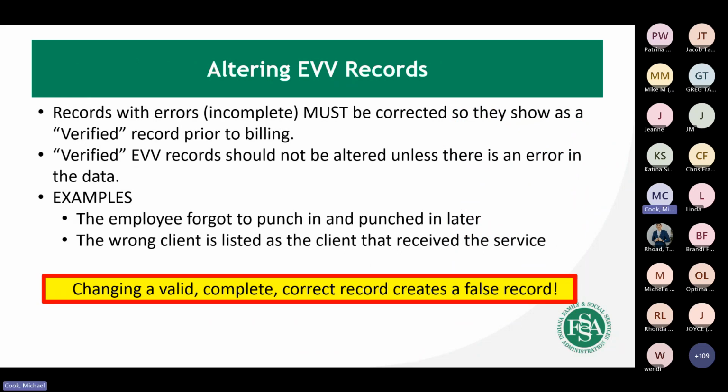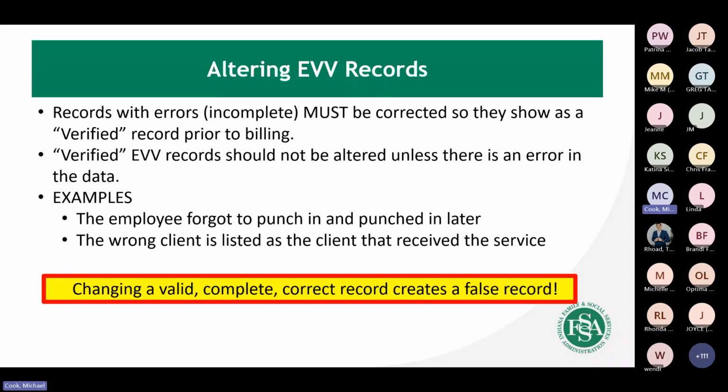We want to talk about altering EVV records. Records with errors, and when you look into the SanData portal, these records will be indicated as incomplete. Those records must be corrected so that they show up as verified prior to billing for those services. Verified EVV records should not be altered unless there's an error in the data. A couple common examples of errors in the data include if an employee forgot to punch in and they punched out at a later point in time, or if the employee happened to pick the wrong client or the wrong service was listed, those can be corrected and altered.